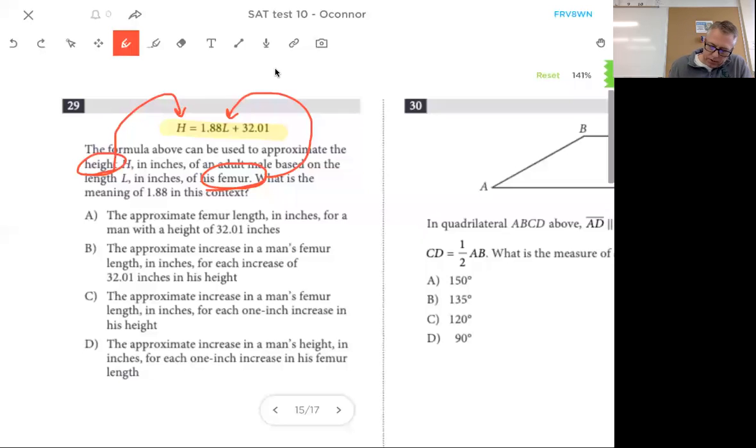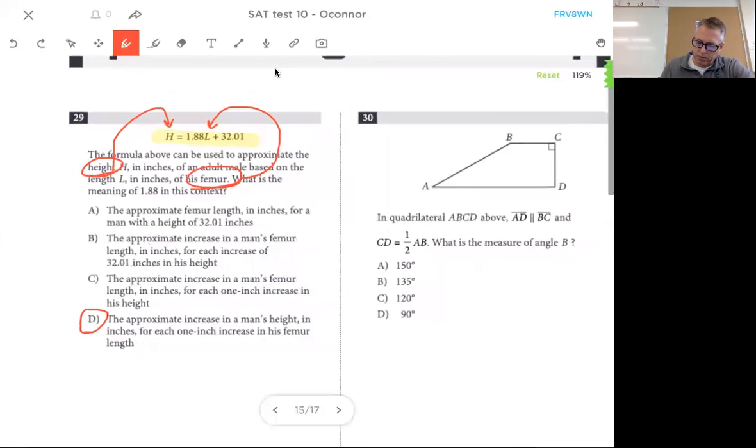And so what happens is that is the approximate increase in the man's height in inches for each increase in the femur length. So, just kind of interpreting what's going on, I think a good problem solving method is to just start to plug in things and see what is changing as you are doing that.